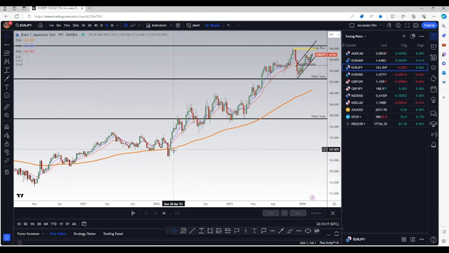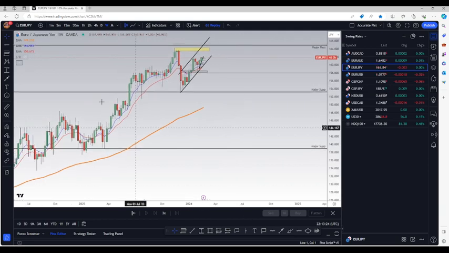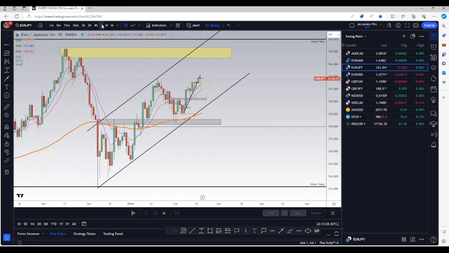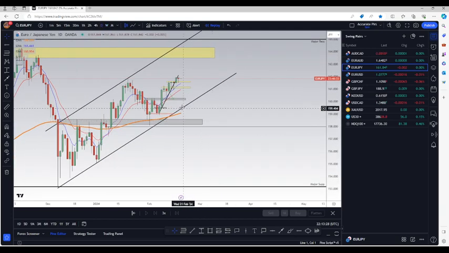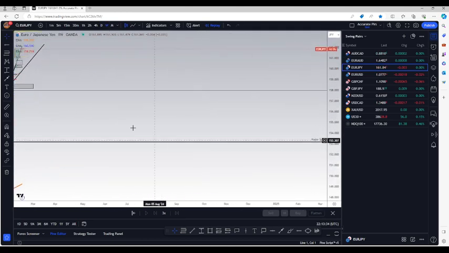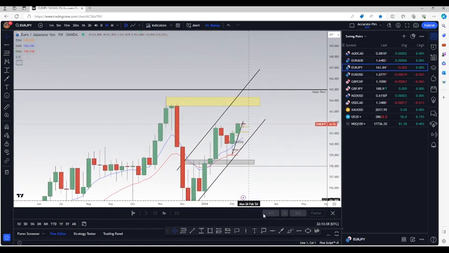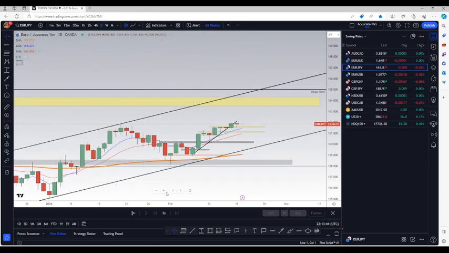Alright, for Euro JPY, let's look at this on a weekly time frame. Let's clean this chart up a bit. The weekly candlestick closed quite bullish as a hammer. Well, two hammers last week. So this is definitely trending towards the upside on Euro JPY.